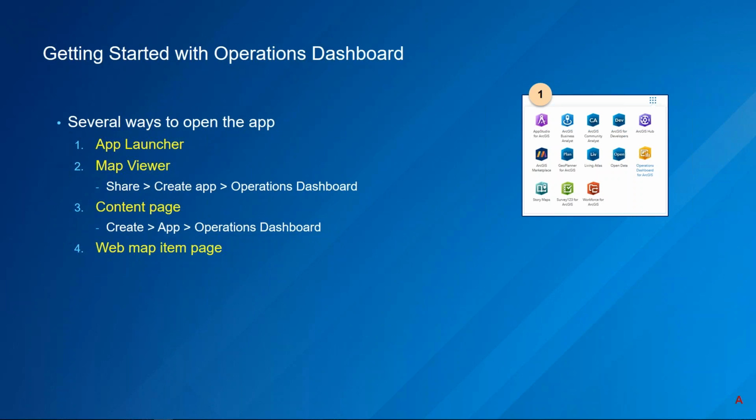First, you can use the app launcher. This is a little dialog window that you can access in the upper right-hand corner of your content page. You simply click on it, and it displays this menu, and you can pick Operations Dashboard.